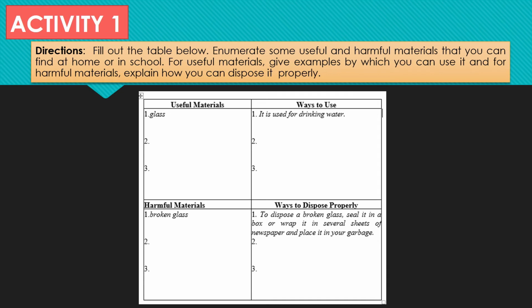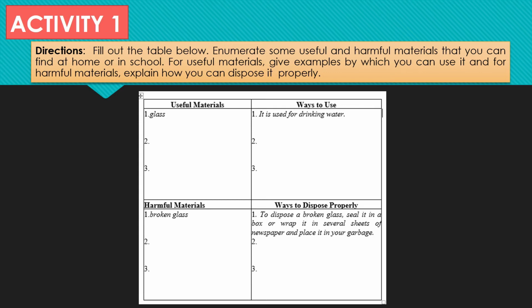For your activity number 1, these are the directions. Fill out the table below. Enumerate some useful and harmful materials that you can find at home or in school if you are in school. However, in this time of pandemic, you are in your home, so therefore, you enumerate useful and harmful materials which are found in your home.